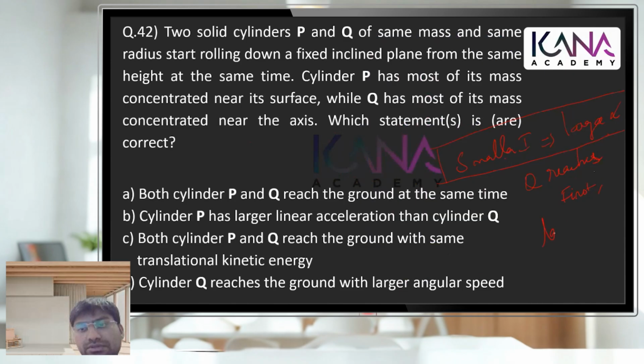It means larger ω as well. So the only correct statement is that Q reaches with larger angular speed. So it is option D. Yeah, it's this one. So cylinder Q reaches the ground with larger angular speed, because the rest of the statements don't make sense.